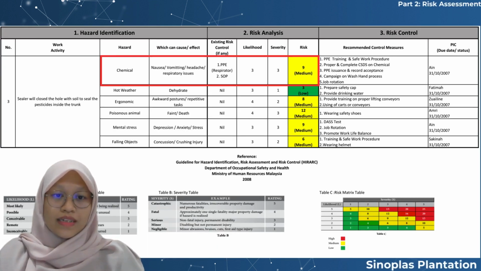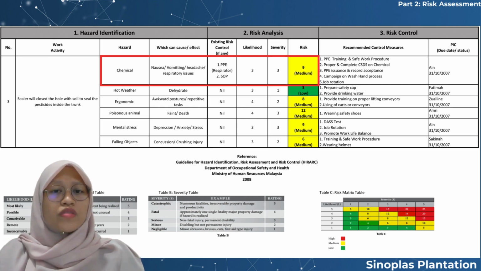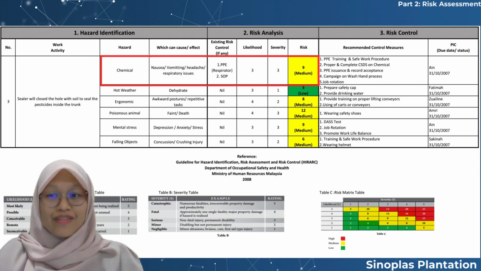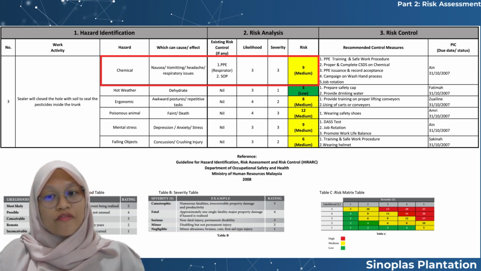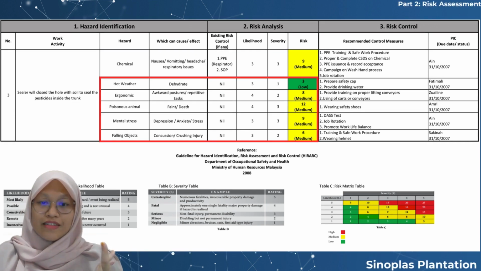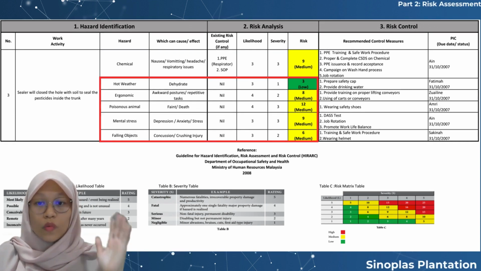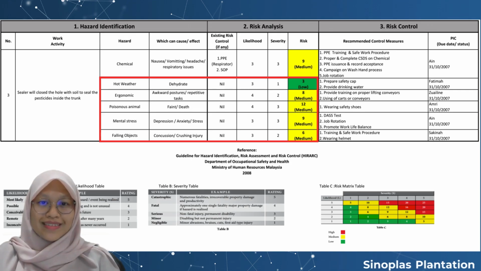And the last one is the sealer. The existing control provided by the management is the same as for the injector. However, there is also no proper training on the respirator and no induction given by the company to those contract workers. Plus, no gloves are given. The likelihood is 3 times 3 for severity equals 9, which indicates minimum risk for the sealer. The other risks are classified as medium risk, apart from hot weather, which is considered low risk.